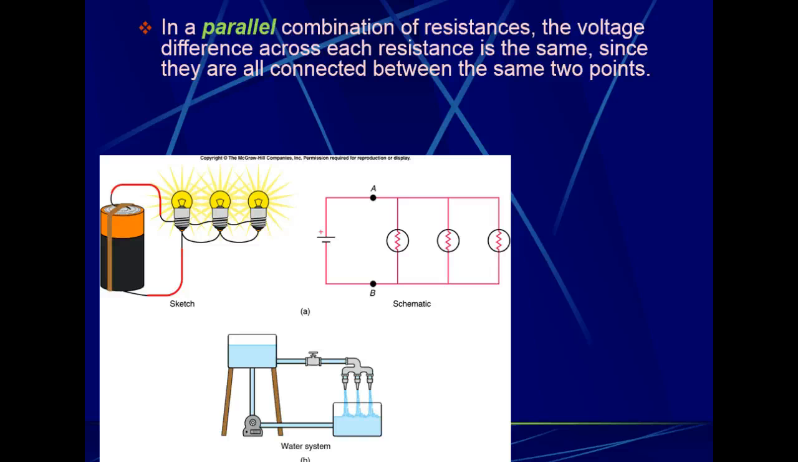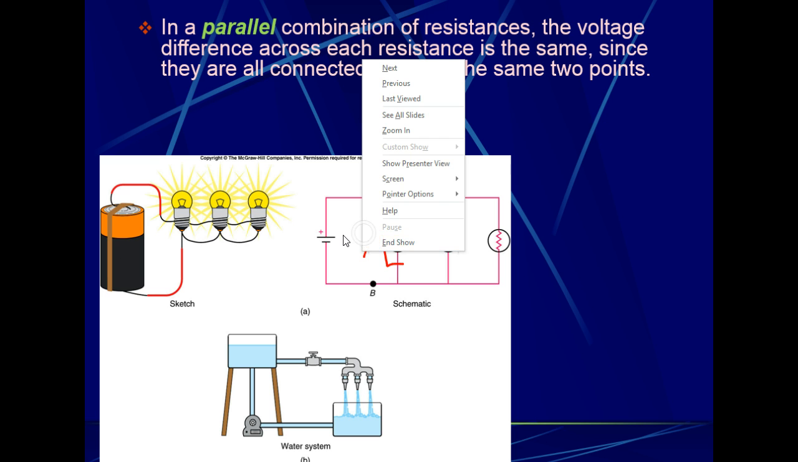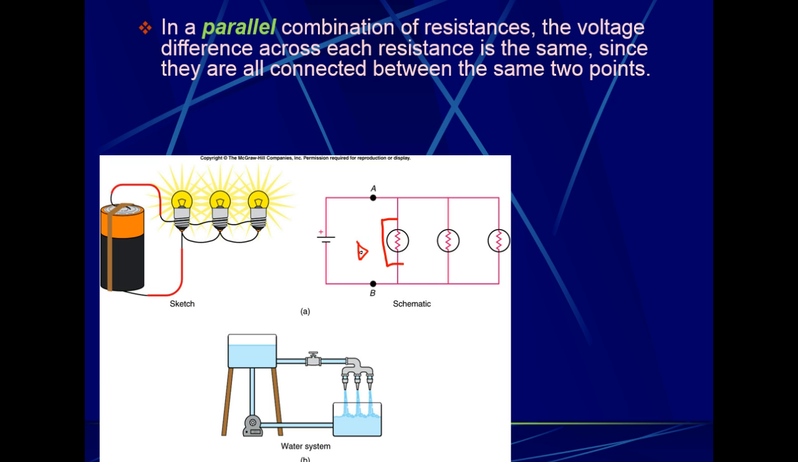In parallel, the voltage differences across the elements that are in parallel are the same. So this change in voltage is equal to this change in voltage is equal to this change in voltage. And that's because they're connected between the same 2 points. They have to have the same voltage drop.